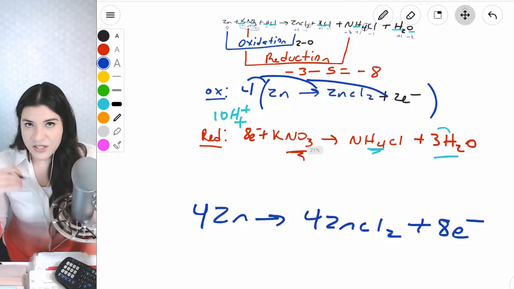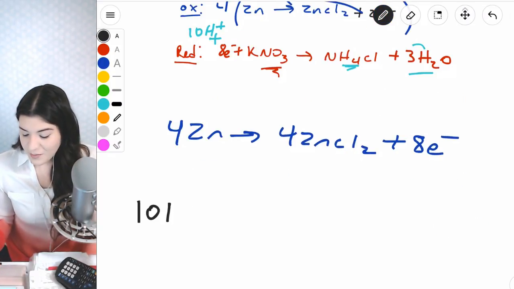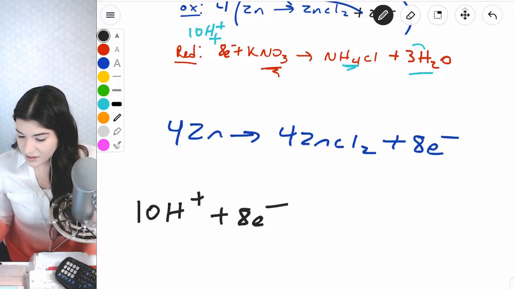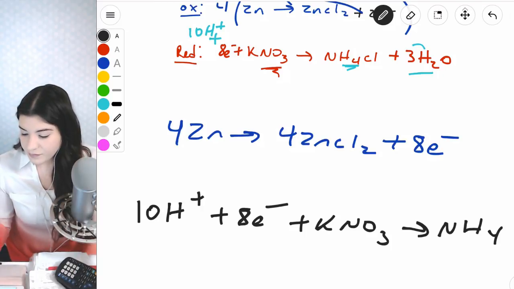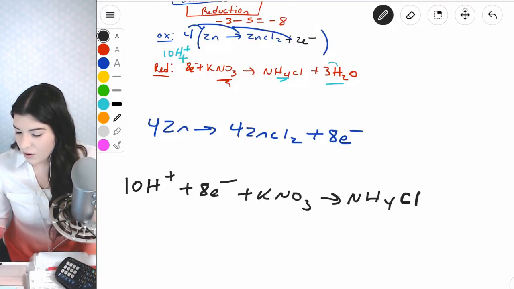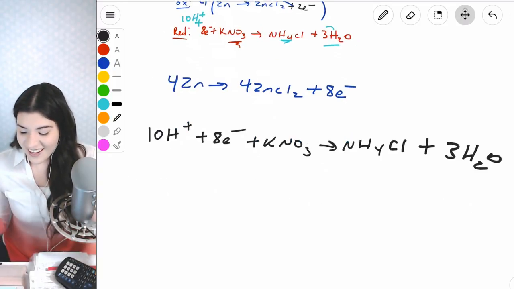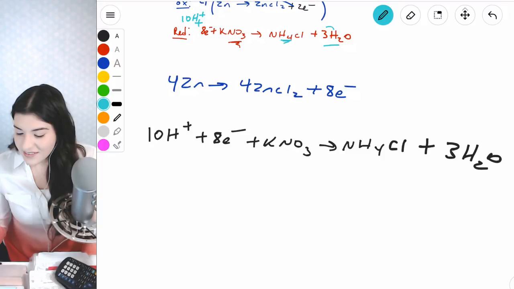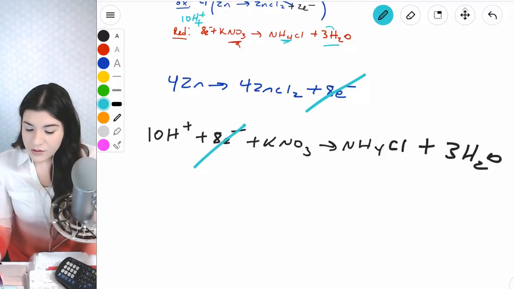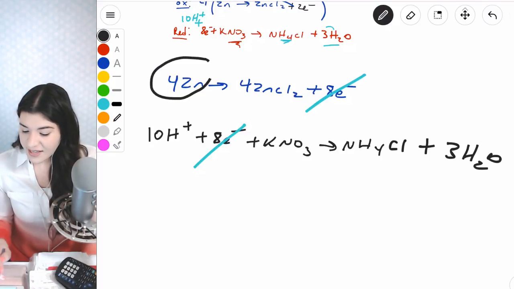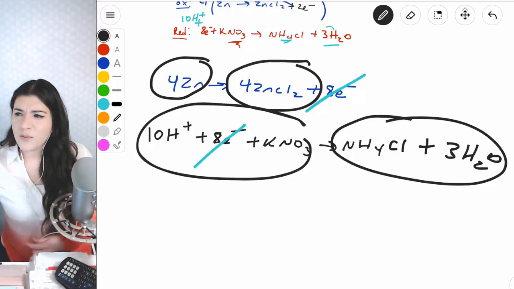Then the last step for this is just to add them together. So this would have been 10H plus 8 electrons plus KNO3, and then NH4Cl plus 3 waters. Okay, then let's add everything together, and then you'll note that 8 cancels out completely, which is perfect. That's what we wanted. And then from there, nothing else cancels. So we'll just add up our reactants together and add up our products. And then we'll keep going from there.